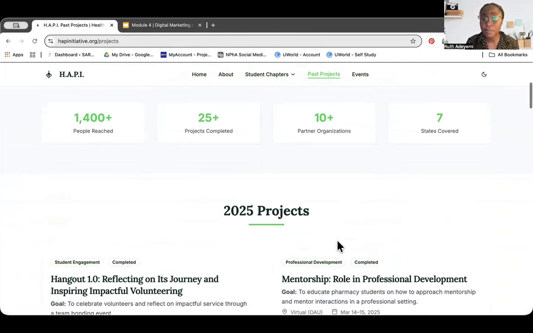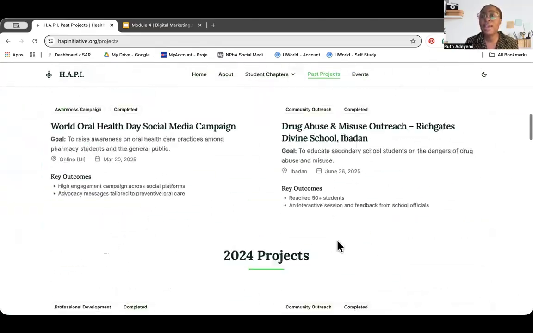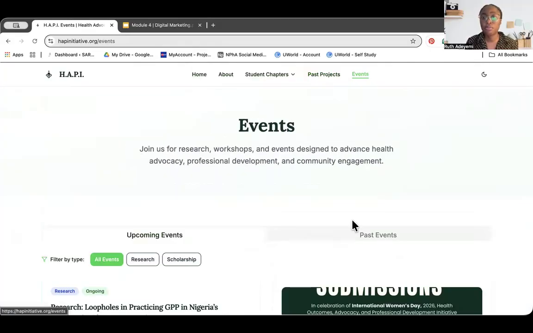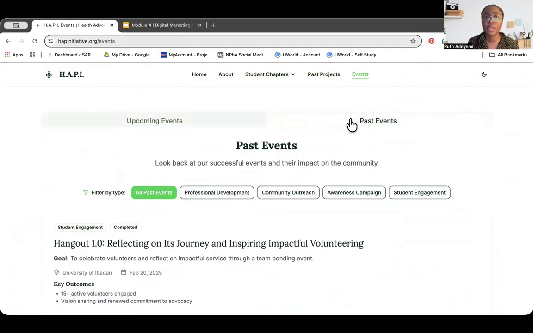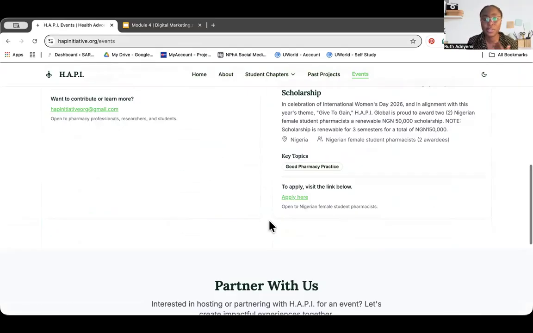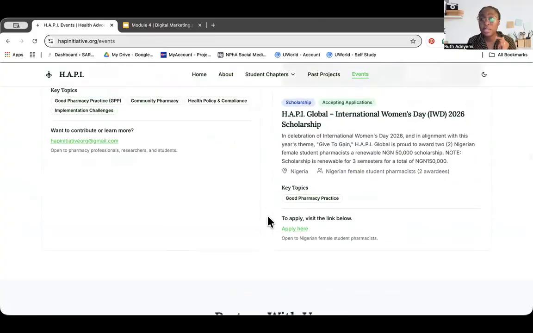And then I included past projects here too. See how everything is put together nicely. And then I also include current events and past events. Everything is right here. Okay. Upcoming events, past events, everything is there. And when I need to update, it is that coding tool that I use to update the website, which means this website that you're about to build can be updated. And this is a real life example.